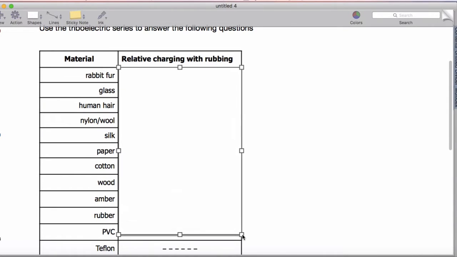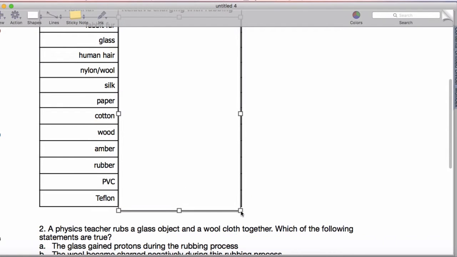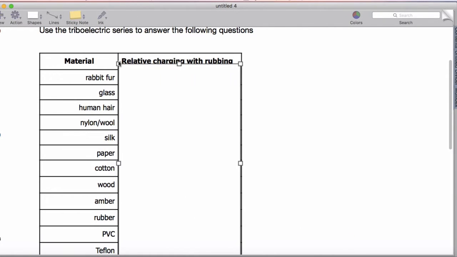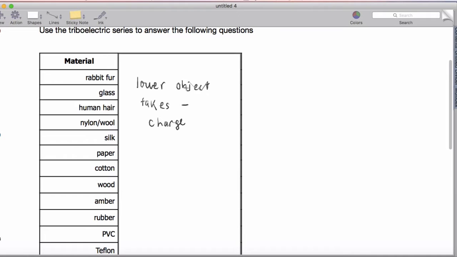I want to actually cover up this side here because I think it's more confusing than helpful. So I'm just going to do that right now, even for this problem. Basically, the rules for the triboelectric table just tell us this: if you rub two objects together, the lower object takes the negative charge. That's really the rule for any of these triboelectric rubbing problems. So we'll keep it really simple.